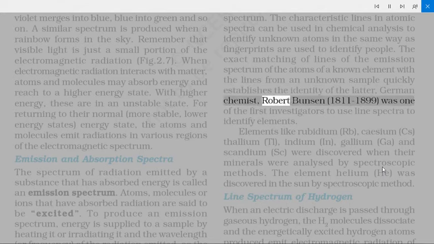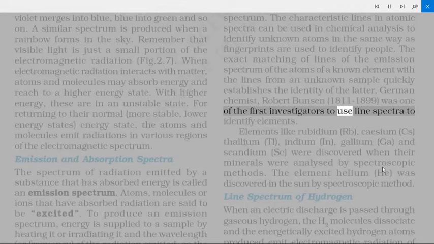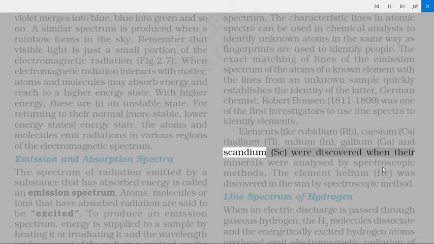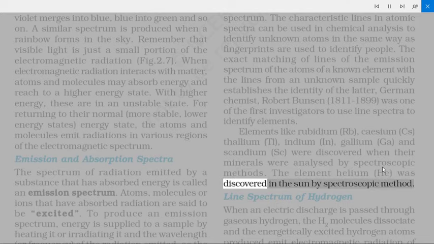German chemist Robert Bunsen, 1811-1899, was one of the first investigators to use line spectra to identify elements. Elements like rubidium, Rb, cesium, Cs, thallium, Tl, indium, In, gallium, Ga, and scandium, Sc, were discovered when their minerals were analyzed by spectroscopic methods. The element helium, He, was discovered in the sun by spectroscopic method.